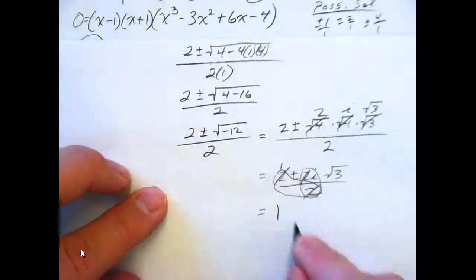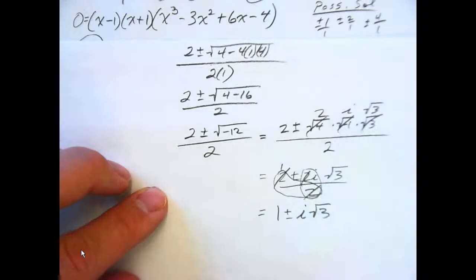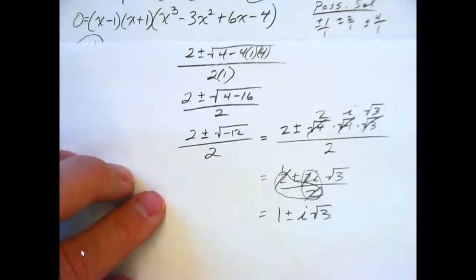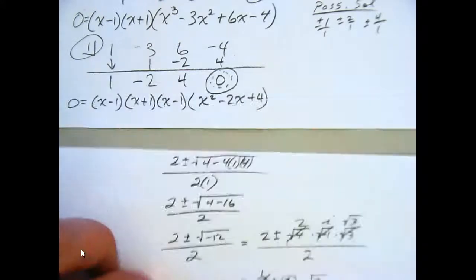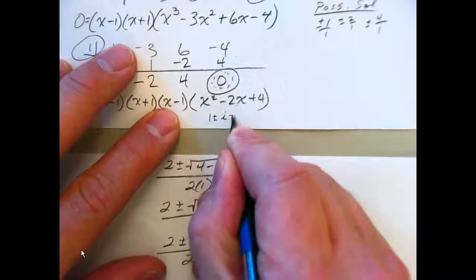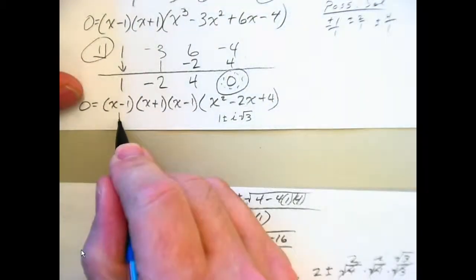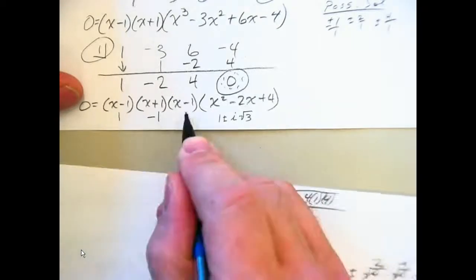1 plus minus i root 3. Now, is that the answer? No, that's just this part of it. 1 plus minus i root 3. We have all these other pieces: 1, negative 1, and 1.